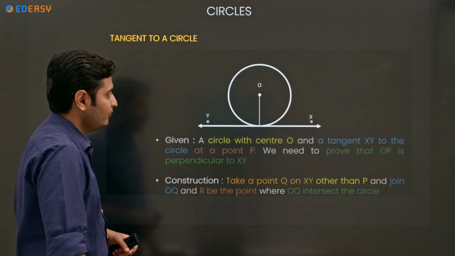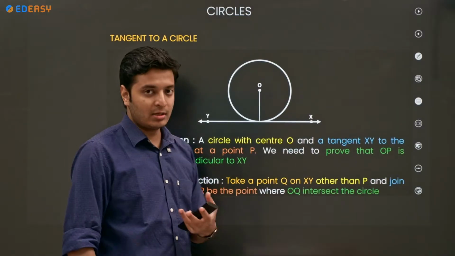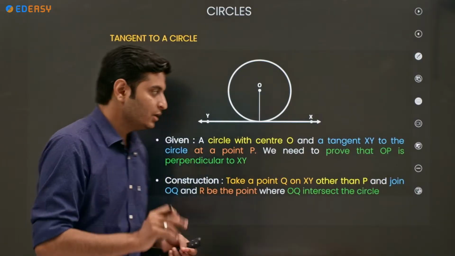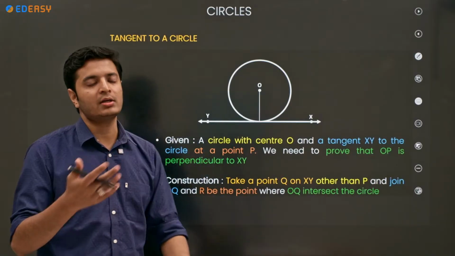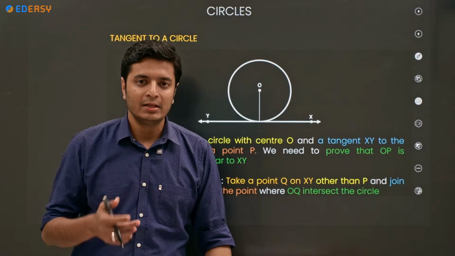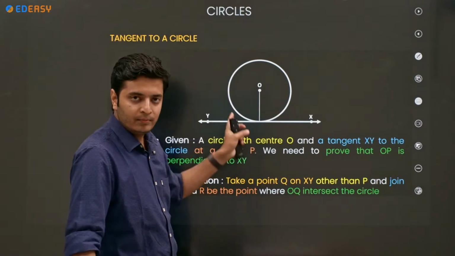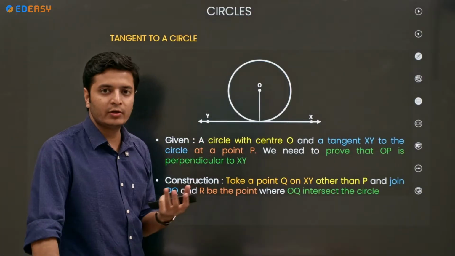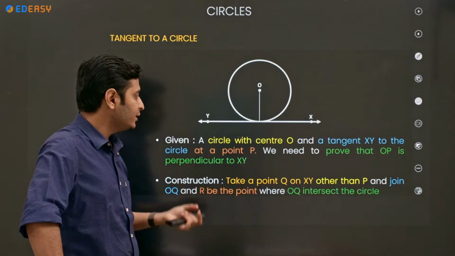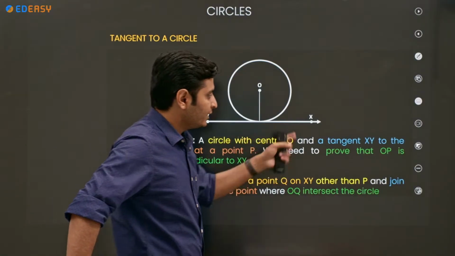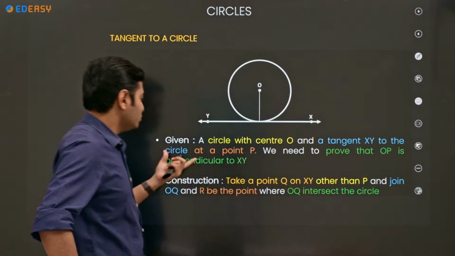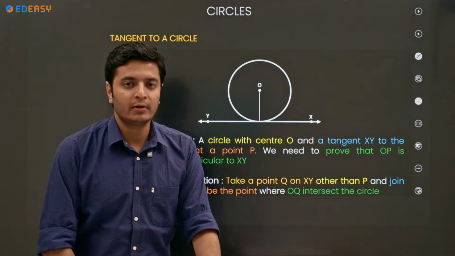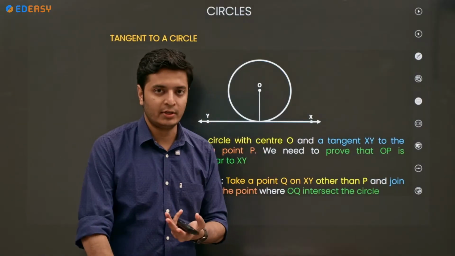Now, here in your exam paper, how will you write? First, you are going to write the statement of the theorem. Then you will write what is given or what you are considering. In the given part, you can consider things like this: a circle, then the name of the center point of the circle. In this case, we are going with O. Usually we go with O only. So a circle with center O and a tangent XY to the circle. So this XY is a tangent. So there is only one point of contact or one intersection point here.